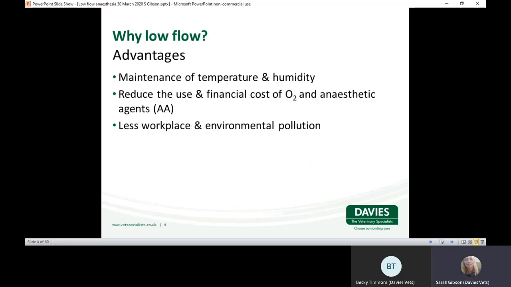So here are some of the advantages of low flow anaesthesia. Firstly, we can better maintain temperature and humidity in our patients' airways, which we will see as highly beneficial. Less oxygen and volatile anaesthetic will also be used, which in a time when we may not have access to oxygen as easily as normal is very important. We have also seen shortages in isoflurane in the past year. Using less gases and anaesthetic agents reduces the financial cost, and low flow anaesthesia importantly reduces workplace and environmental pollution.